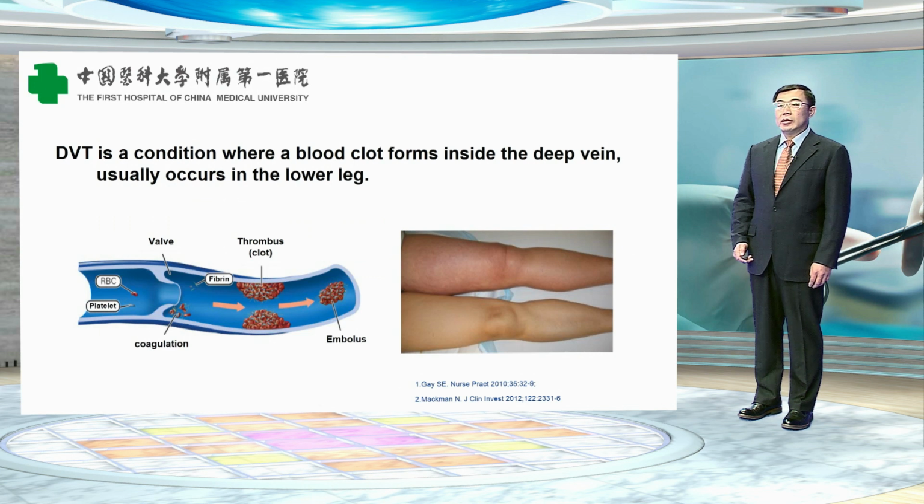DVT is a condition where a blood clot forms inside the deep vein. It usually occurs in the lower leg, but can also develop in the upper extremity and other areas. The potential danger is that the clot can break free and travel to the lungs and sometimes cause fatal pulmonary embolism.